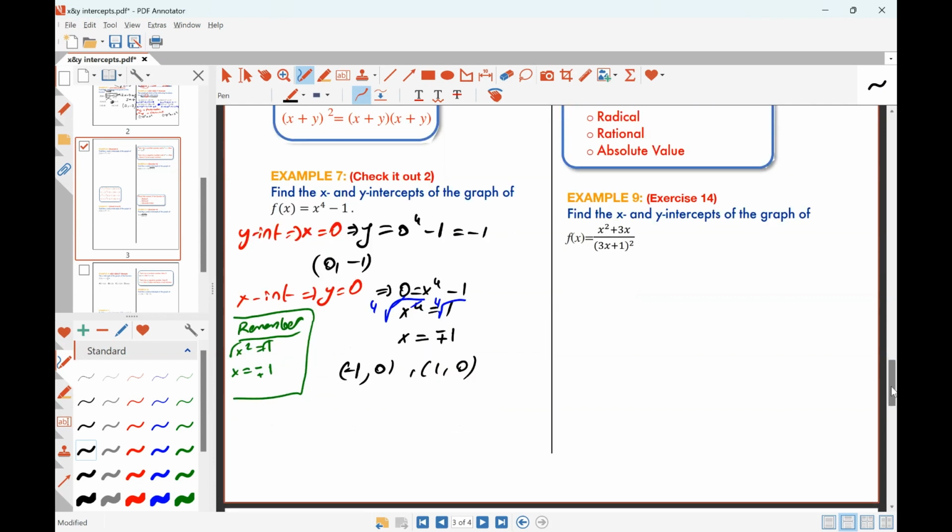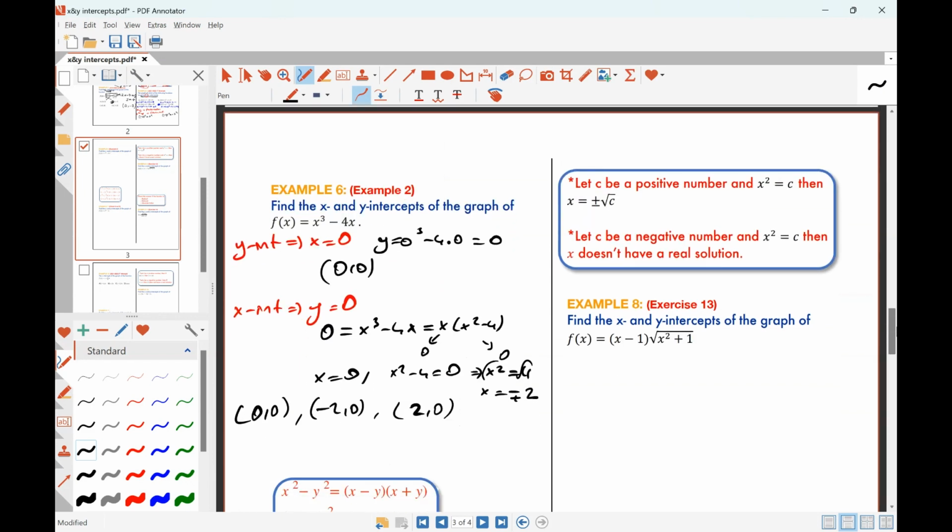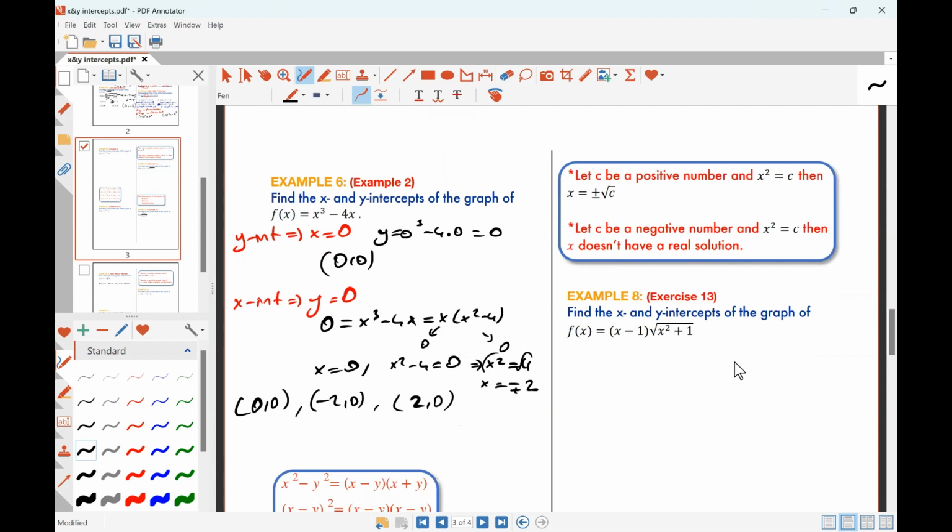All right, let's move on with radicals. So remember the rules for radicals. If we have x squared equals a positive number, you take the square root of both sides. The result is positive and negative of that number. But if the number is negative on the other side, since when squaring a number you never get a negative result, there will be no real solution. So keep this in mind.